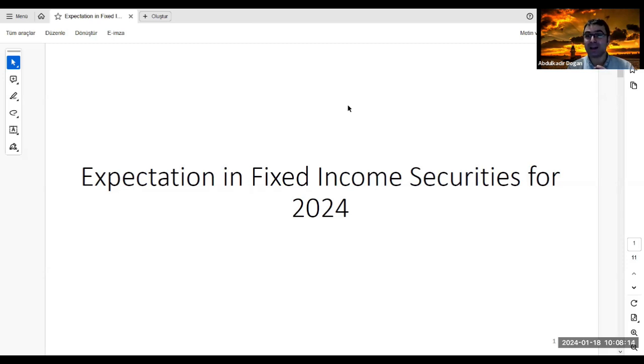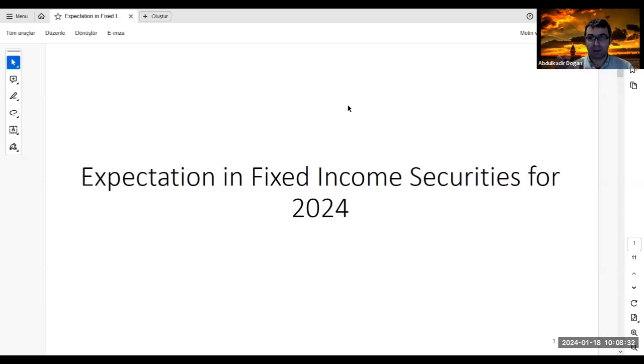These are volatile and their risks are really high. Their return is also really high. Sometimes people double their money in the stock exchange, even triple, even quadruple. So in fixed income securities, you don't have that risk.